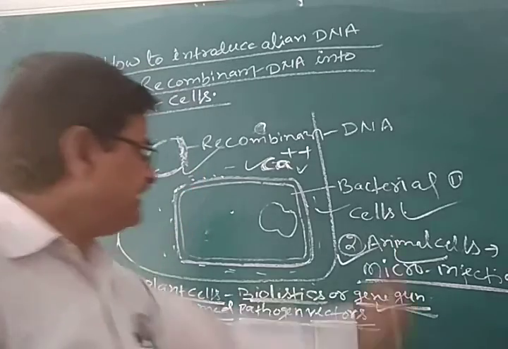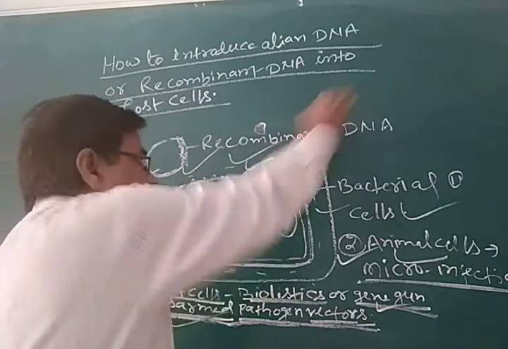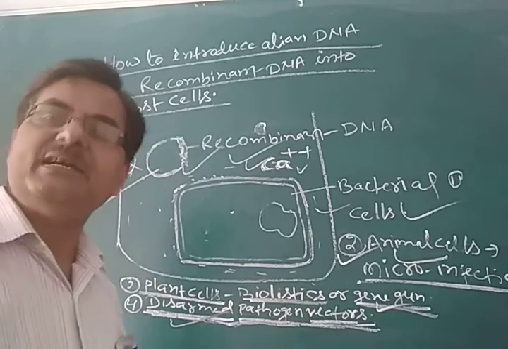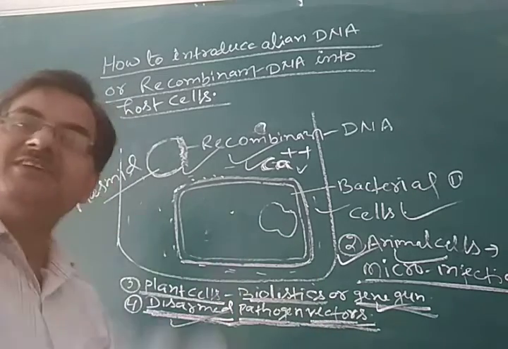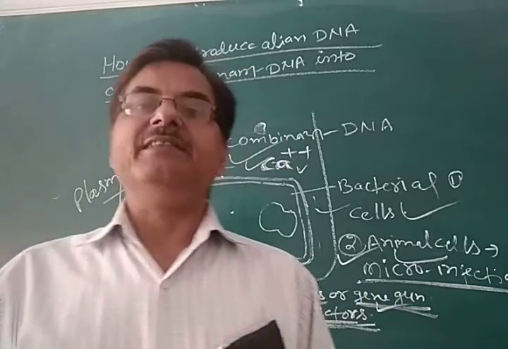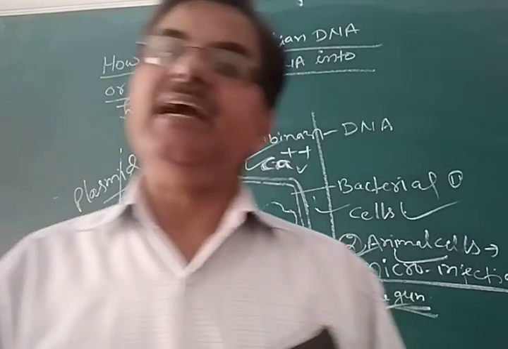So these are the different methods of how to introduce recombinant DNA or an alien piece of DNA or plasmid DNA into the host cell for the transformation of the host cell, to use that host cell in the industry for the large scale production of our desired product.